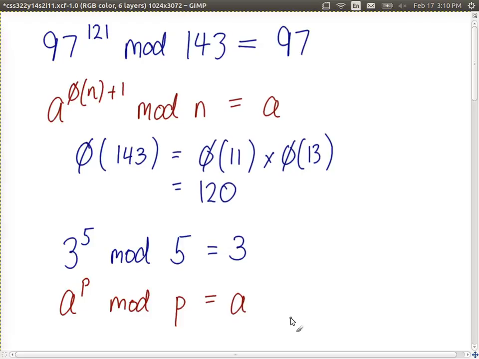All right. So this one with small numbers we can solve, but again, when we deal with large numbers, using Fermat's theorem makes our life easier. We can solve it faster.